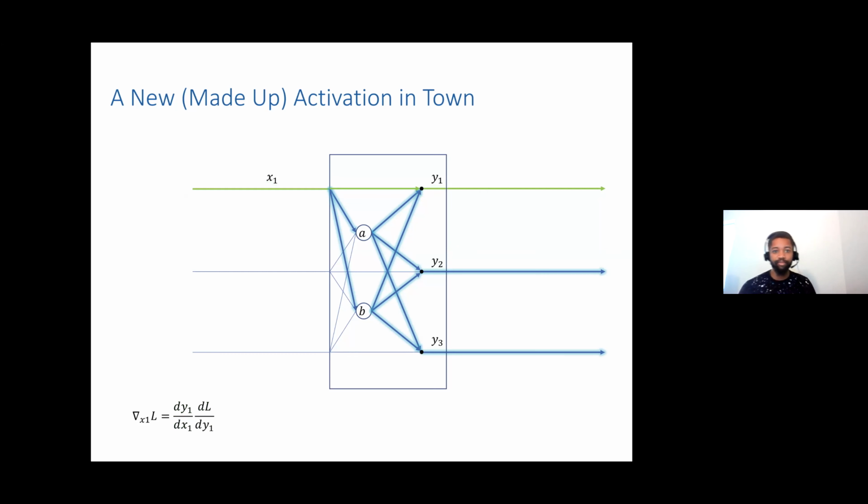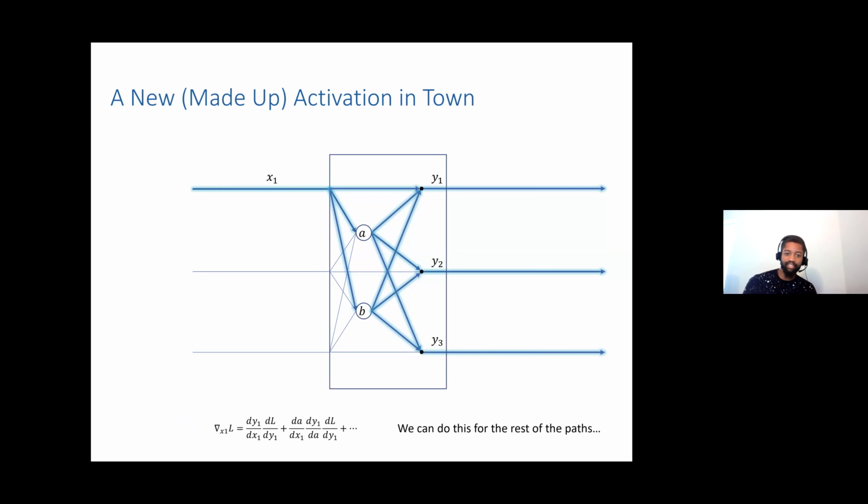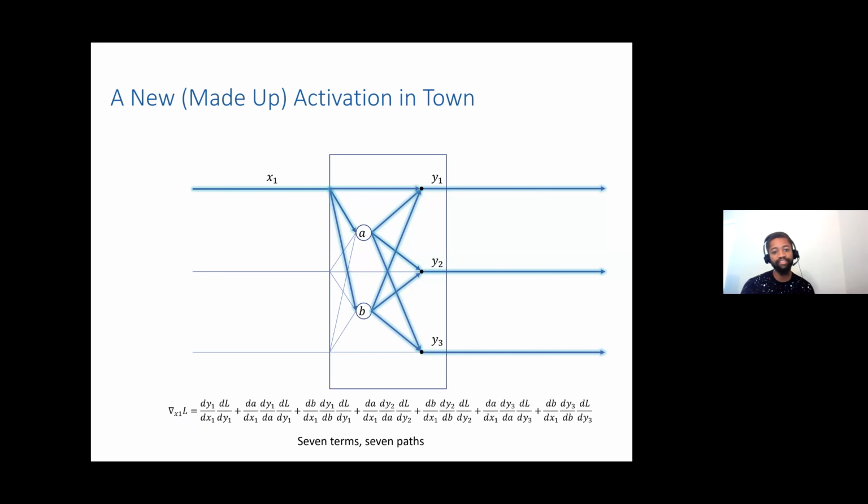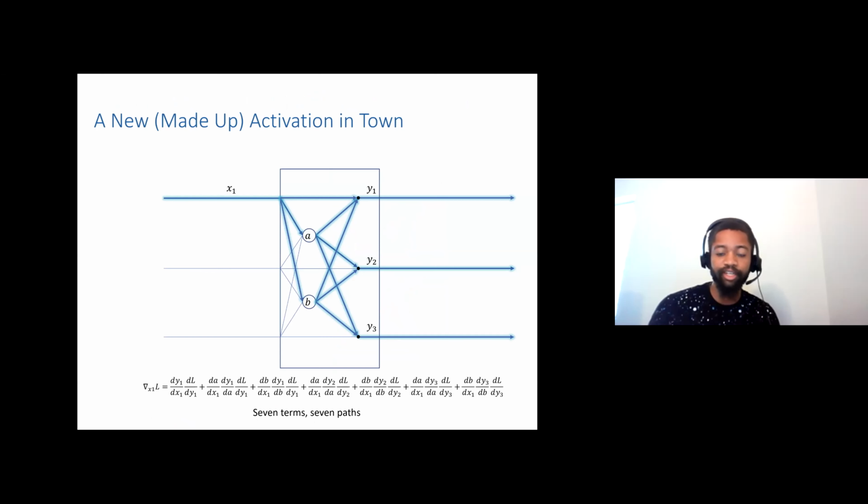Now we're going to go through this other path from x1 to A. So dA/dx1. We're going to continue this with the edge from A to y1, so dy1/dA. And then we're going to finish this path with dL/dy1, the edge from y1 to the loss. And this path is now finished. We can do this for the rest of the paths. We've done this for 2, there are 5 other ones, and this is what we're going to get. There are 7 different terms, one for each of the 7 paths by which x1 influences the loss.